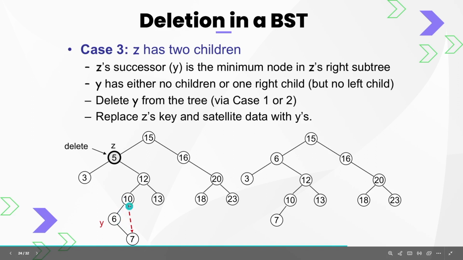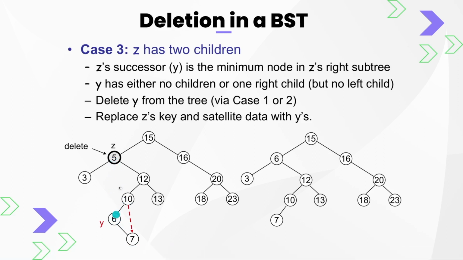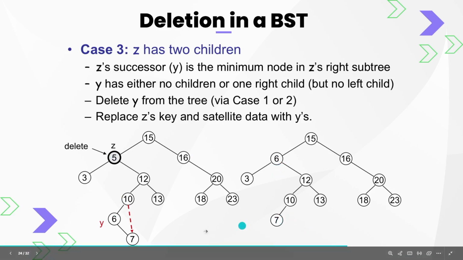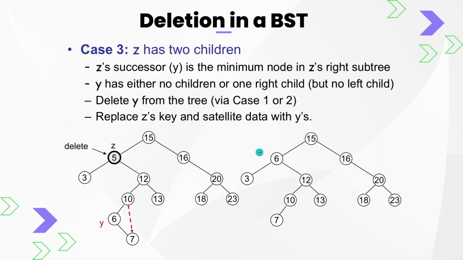After doing this pointer change, now 6 is free to be deleted and 6 will be replaced in place of 5. That is the change you see here in this tree. 6 has occupied the place of 5, and for 7, 6 is no more the parent, instead its parent is 10. So, this is how we do deletion in situations where a node has both the children.